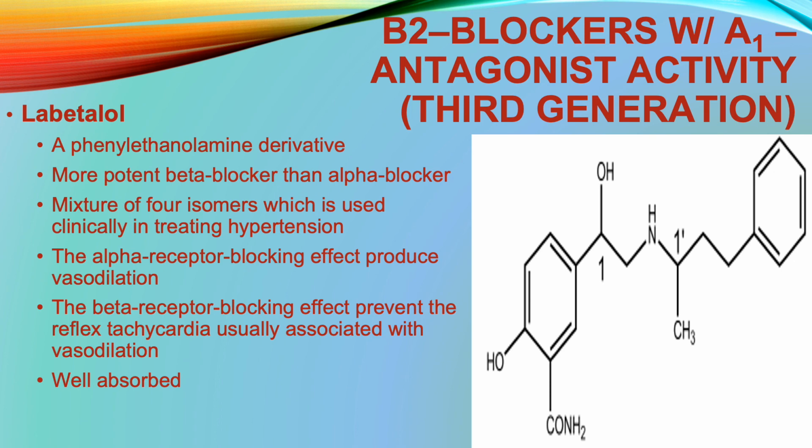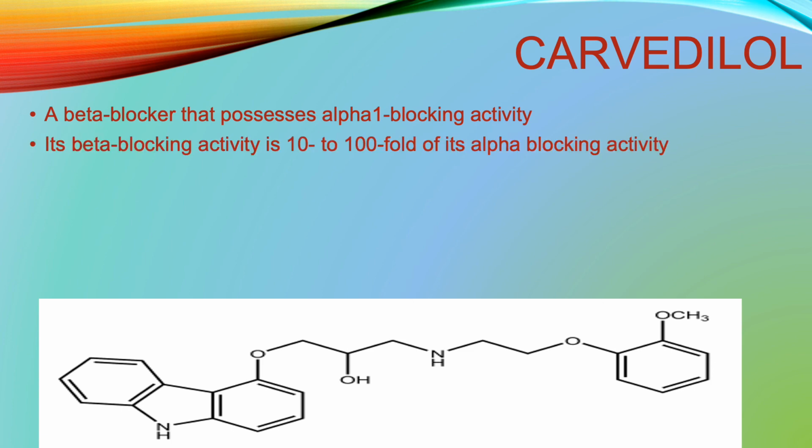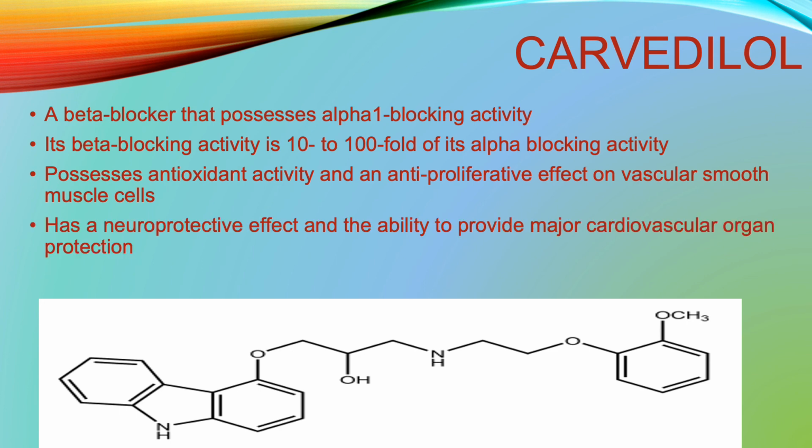The next one, our last example, is carvedilol. Carvedilol is a beta blocker that also possesses alpha 1 blocking activity. Its beta blocking activity is 10 to 100-fold that of its alpha blocking activity, and it possesses antioxidant activity and an anti-proliferative effect on vascular smooth muscles. It has a neuroprotective effect and the ability to provide cardiovascular organ protection. It is useful in treating hypertension and congestive heart failure.